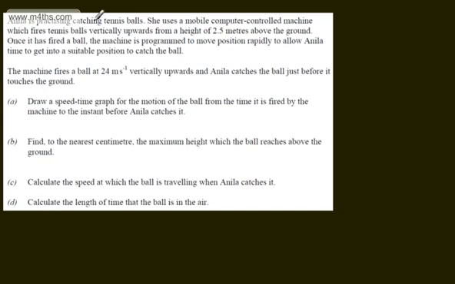In this video, we're going to do some more exam-style questions using the constant acceleration equations. In the first, we're told Anila is practicing catching tennis balls. She uses a mobile computer control machine which fires tennis balls vertically upwards from a height of 2.5 metres above the ground. Once it has fired a ball, the machine is programmed to move position rapidly to allow Anila time to get into a suitable position to catch a ball.